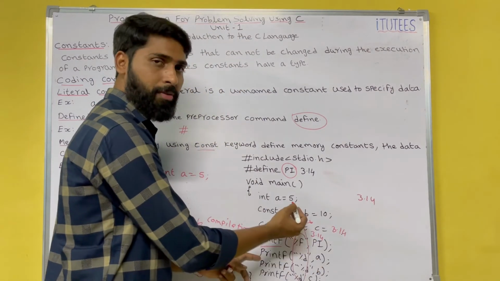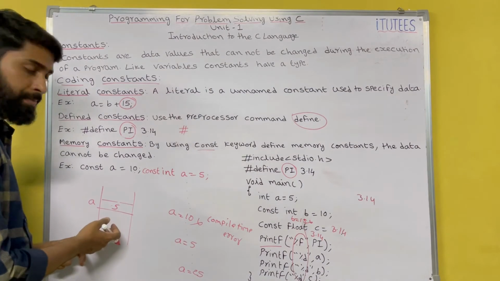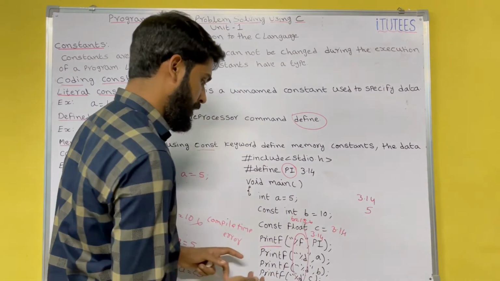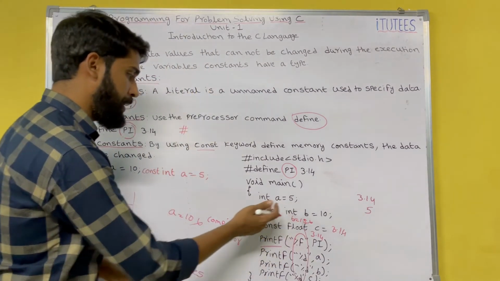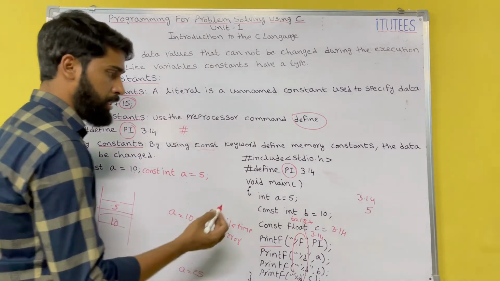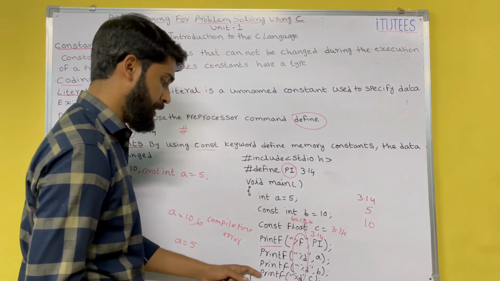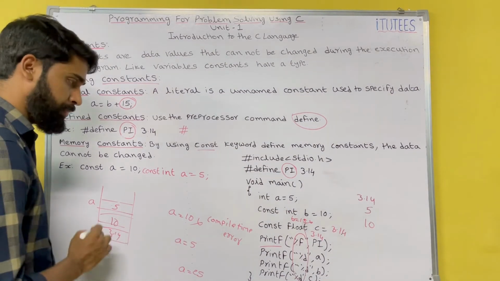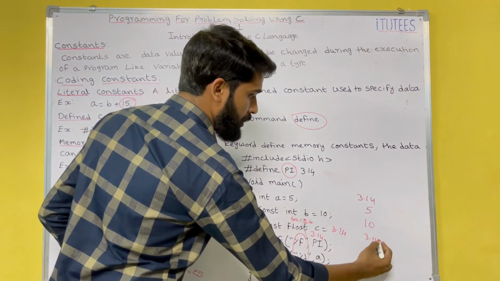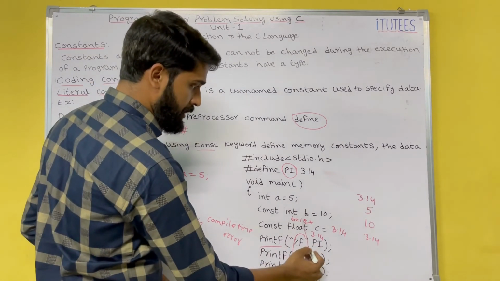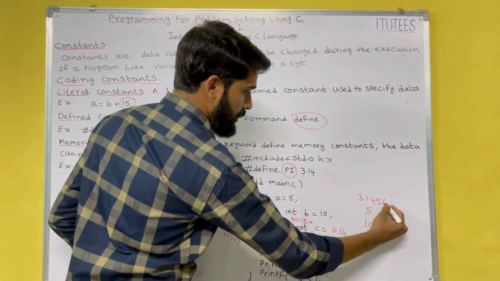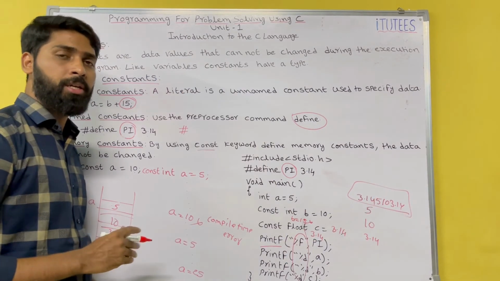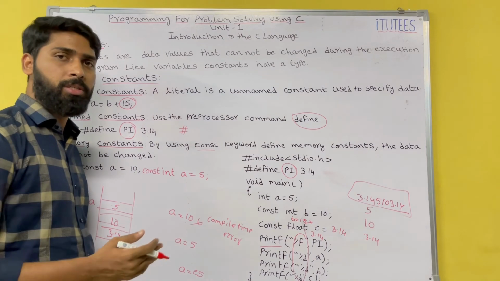Printf a: what is the value of a? It is retrieved from the memory, which is 5. Percentage d b: b is also stored in memory, and 10 is printed. Similarly printf c: the c value is 3.14, which is also printed on the monitor. Here we are not using any slash, so these are printed in one line like this. I hope you all understand how to use constants in C programs.